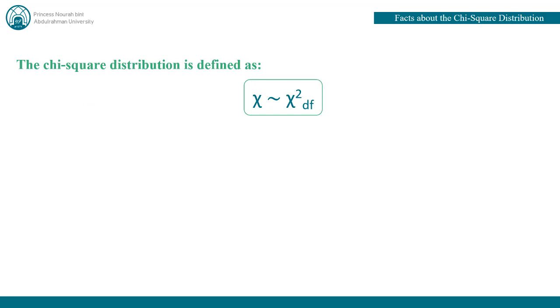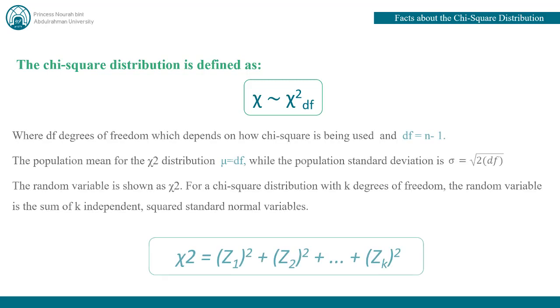The chi-square distribution is defined in this form with x squared and the degrees of freedom attached to it, where the degrees of freedom, df, depend on how chi-square is being used, and df is equal to n minus 1. The population mean for the chi-square distribution is mu equal to the degrees of freedom, while the population standard deviation is sigma equal to the square root of 2 times the degrees of freedom.